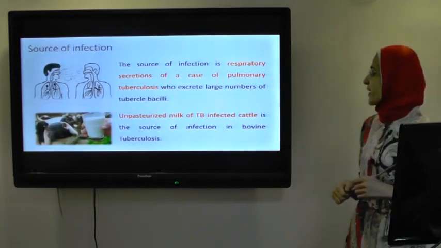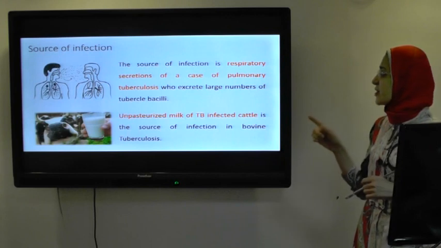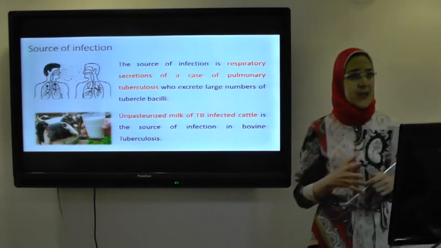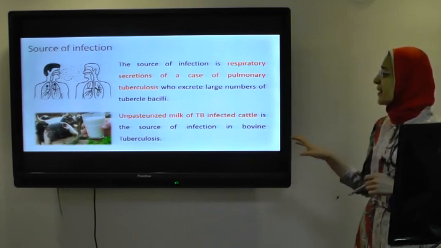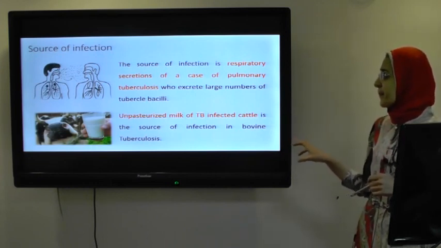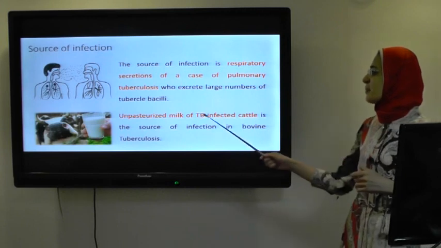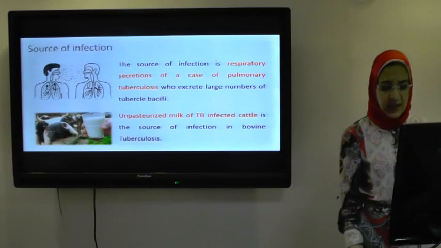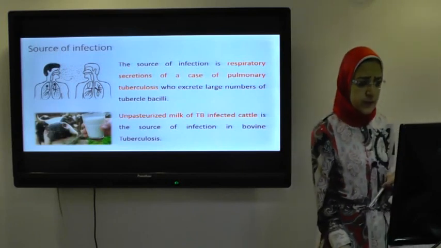The source of infection is respiratory secretions of a case of pulmonary TB who excrete large number of tubercle bacilli. On the other hand, in the bovine TB, the source of infection is the unpasteurized milk of TB infected cattle. It is the source of infection in bovine tuberculosis.